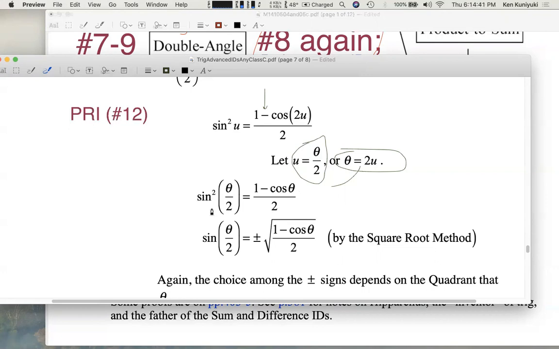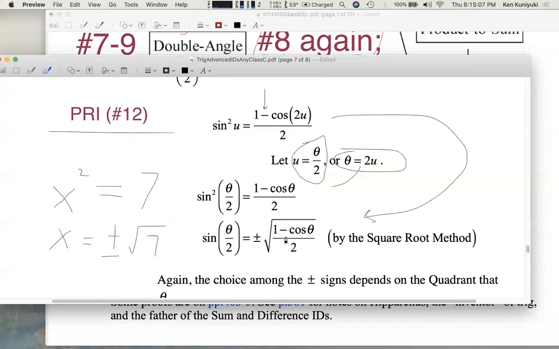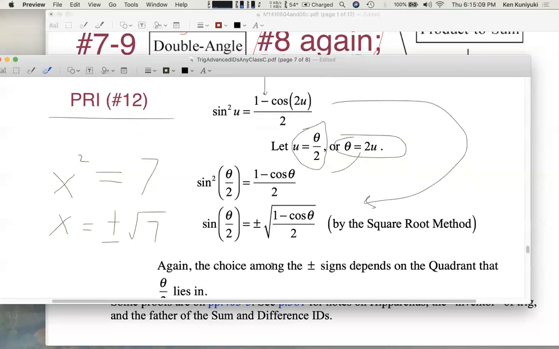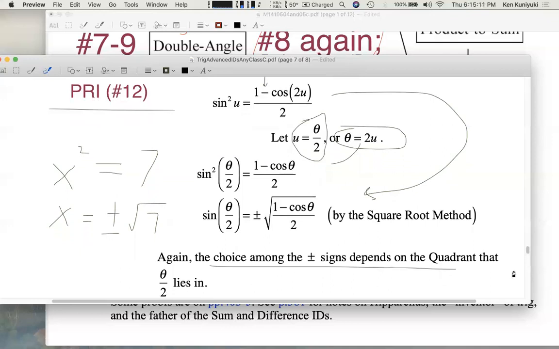So when you apply the square root method, remember, for the square root method, if x squared is 7, then x can be what? It can be plus or minus the square root of 7. Hence plus or minus the square root of this over here. Again, it might be easier to perform this derivation, know the PRI, and perform this derivation where you have this substitution. Again, the choice between the signs will depend on what quadrant theta over 2 lies in, or maybe it's quadrantal.